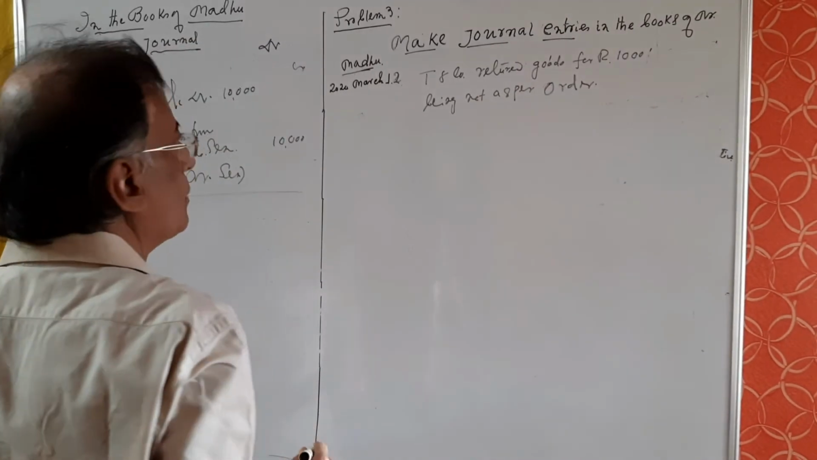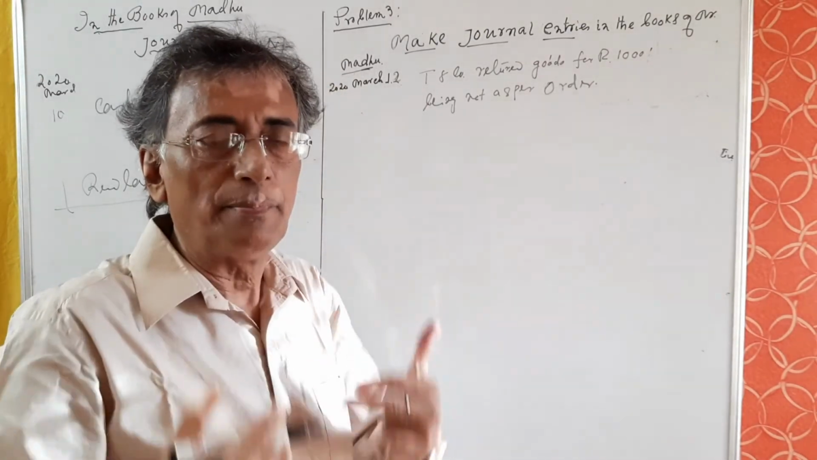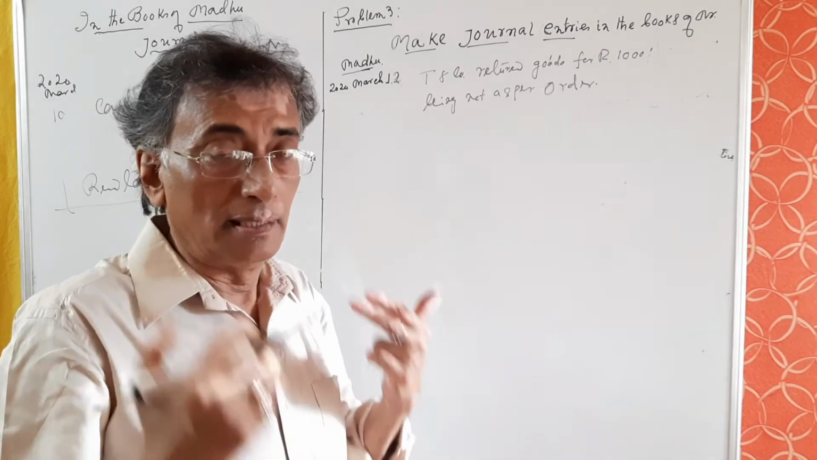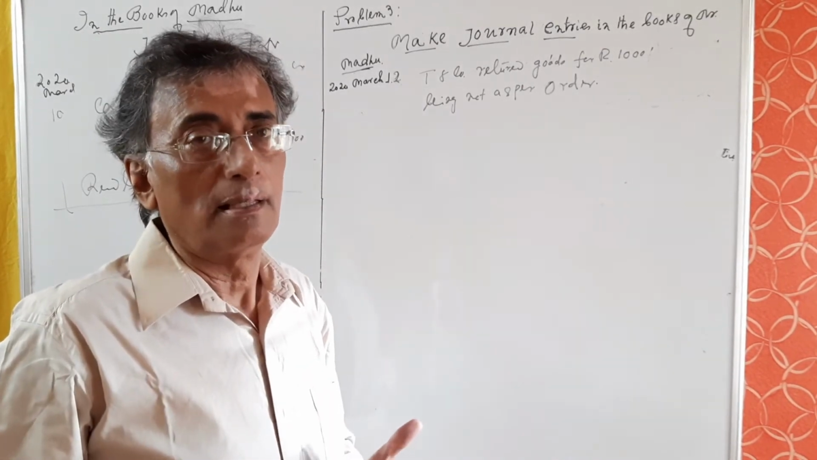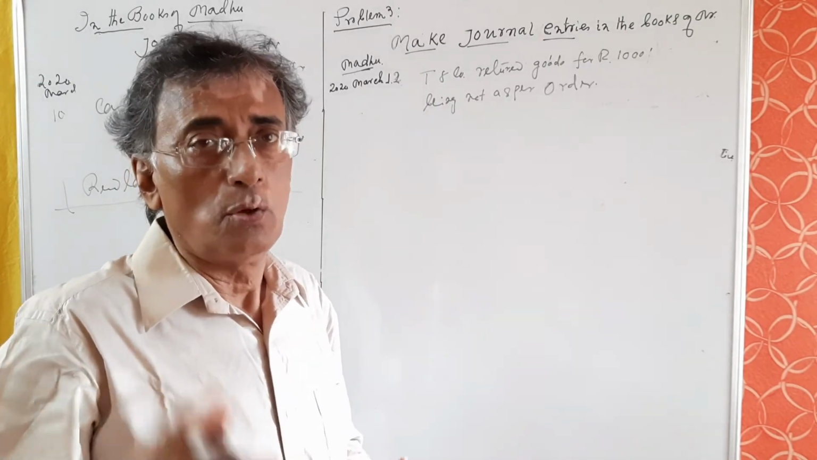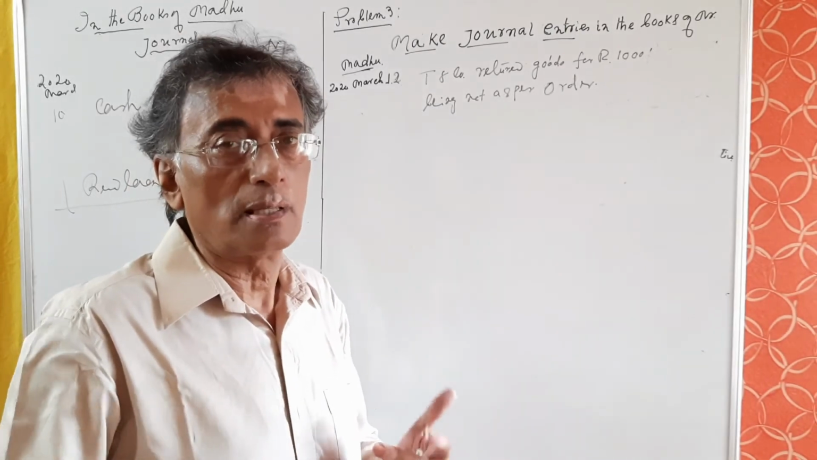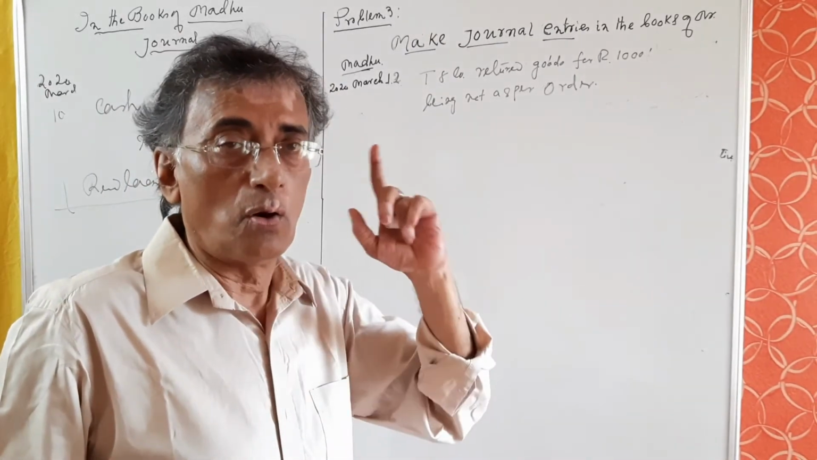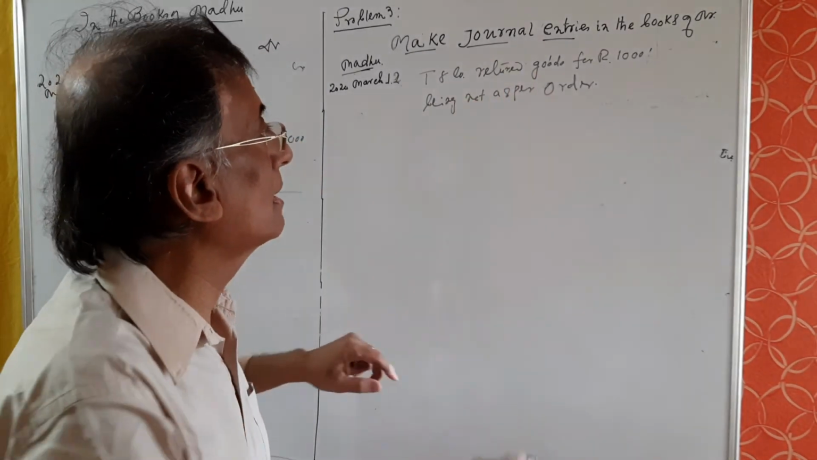So what are the two accounts involved? I have already told you, when we receive back goods from the customer, the sales return account or return inward account is to be considered. When we sell goods, we credit sales account, and we are returning goods from the customers on account of that sales. Sales return account is to be debited. So what are the two accounts involved in this transaction?